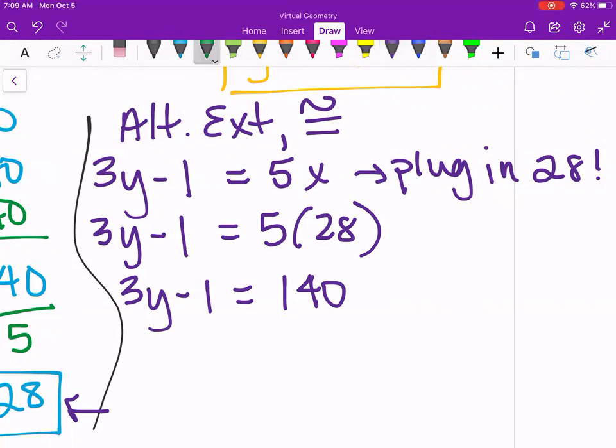All right, so let's get rid of your subtract here. So add that 1 back to both sides.